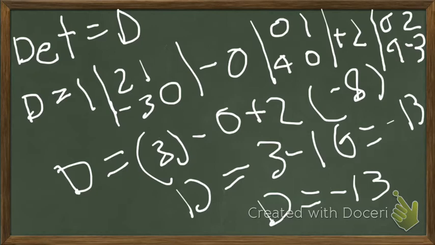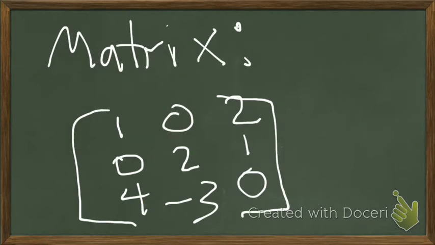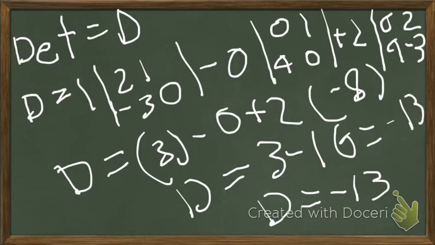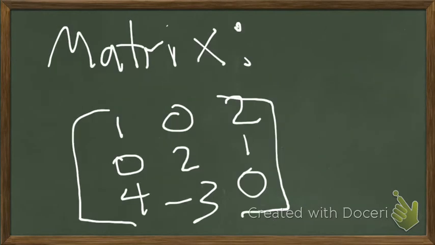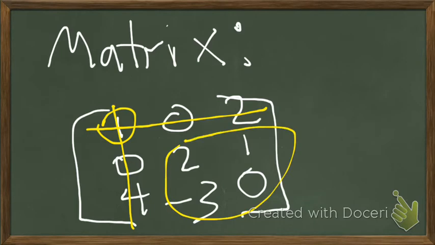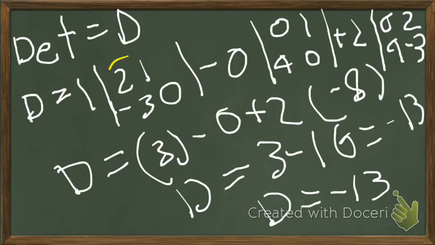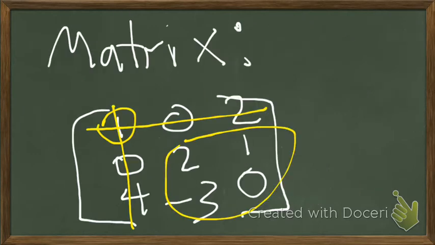Okay, so back here in the matrix form, say you're finding the determinant. You want to find 1. So you just cross this out and cross this out, and you have 2, 1, negative 3, 0, like here. And say for 0 right here, you just do 0 and you cross out.